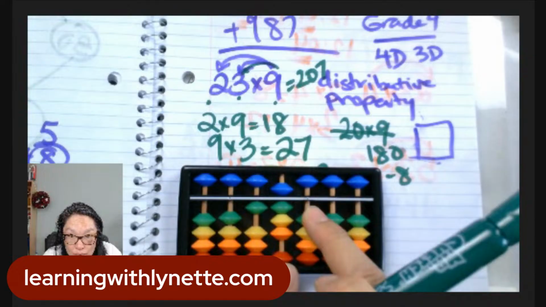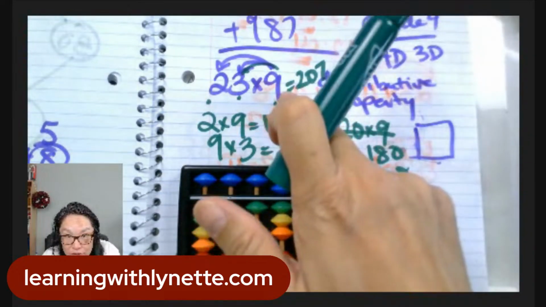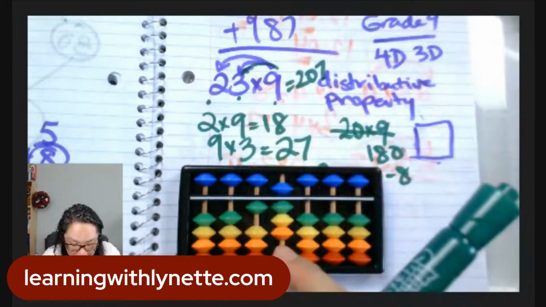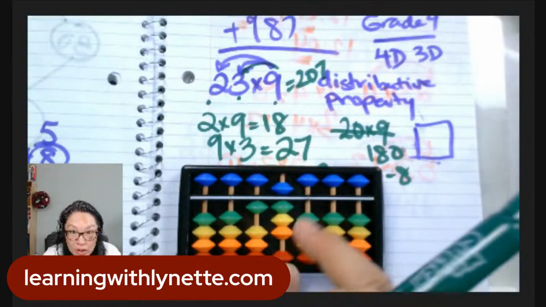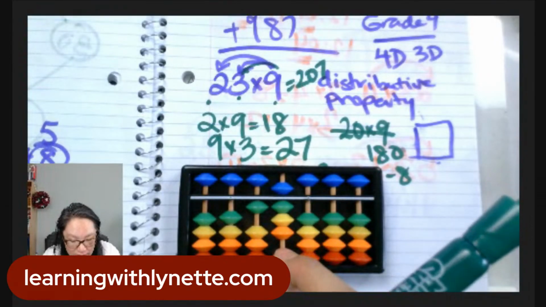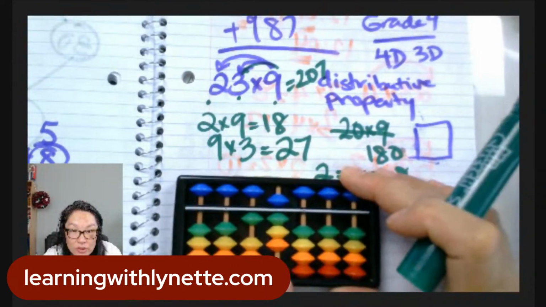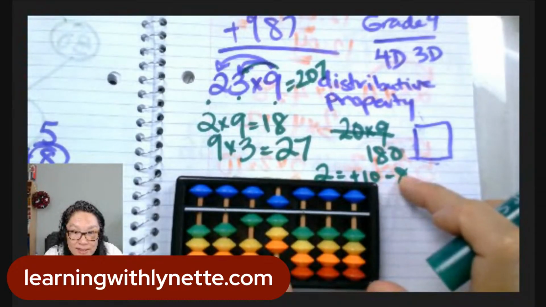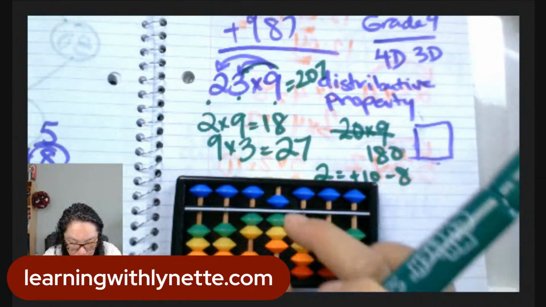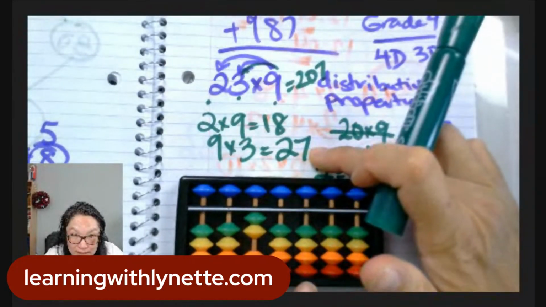And then what do I do? Add 27. Oh, I have to do 9 times 3 is 27. 9 times 3 is 27. Plus the 2, plus the 7. We know how to plus the 2. How do we plus the 2? Plus the 2 is plus the 10 minus the 8. And then we need to plus the 7.